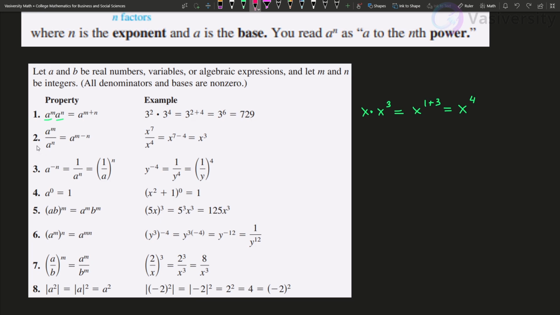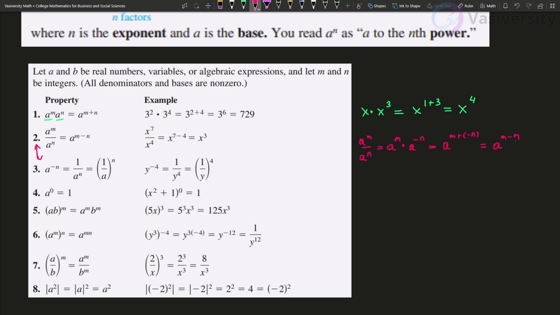And 2 and 3 are tied together, right? Because a to the negative n is exactly the same thing as 1 over a to the n, because this is where it's coming from, right? Because we can rewrite a to the m over a to the n as a to the m times a to the negative n. And then by rule number 1, we're going to have a to the m plus negative n, which is equal to a to the m minus n.